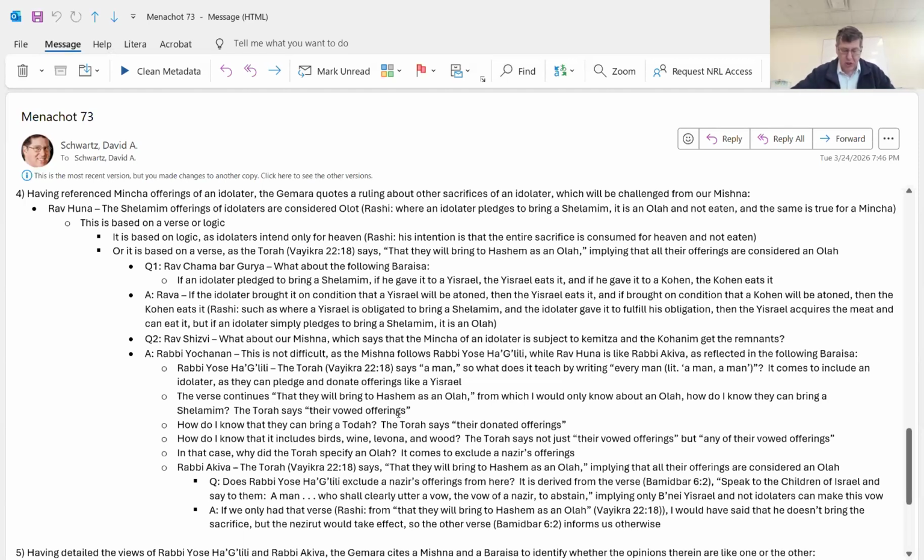Ein li ela ola. Well, that only tells us that they could bring an ola. Shlamim manayim. How do I know that they can also bring a shlamim? Talmud lomar nidreihen. Because it says they're vowed offerings. Toda minayin. How do I know that they could even bring a toda? Talmud lomar nidvosam. It says that they could bring their donated offerings. Minayin l'rabos ha'ofos v'hayayin v'halavona v'ha'etzim. How do I know that they could even bring birds and wine and lavona and wood?